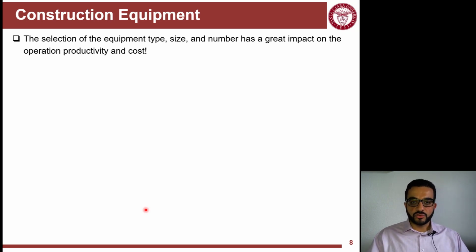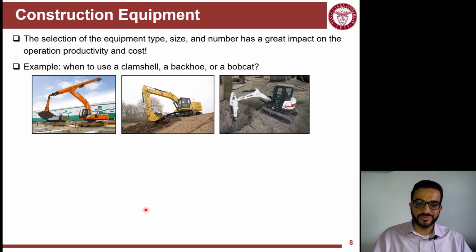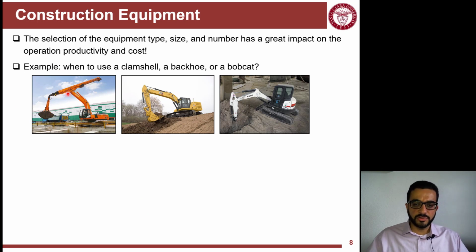So we discussed the first resource, which is labor. The next main resource here is equipment. Choosing the right equipment will make or break your operation, your productivity, and your cost. For example, if you're excavating or digging, should you use a clamshell? We'll discuss that briefly in the next slide. We'll use a clamshell, or a backhoe, or a smaller version of the backhoe called a bobcat. Many factors can affect that, so we'll not get into detail of that.